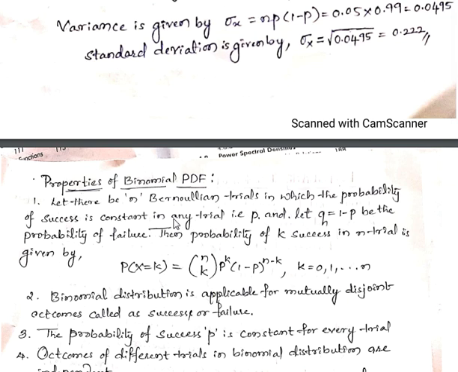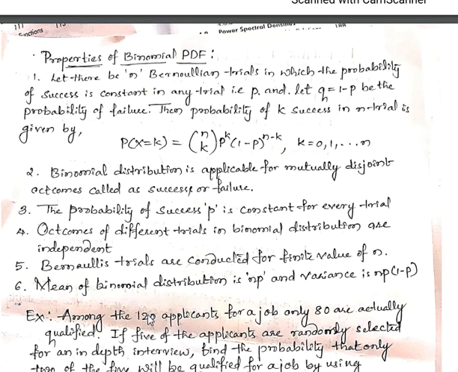For example, if heads happens, tails is not there, and if tails happens, heads is 0. These are the kinds of events, and it may even be the tossing of a fair die. Then the binomial distribution is applicable for mutually disjoint outcomes called success or failure, winning or losing, these kinds of events. The probability of success P is constant for every trial.